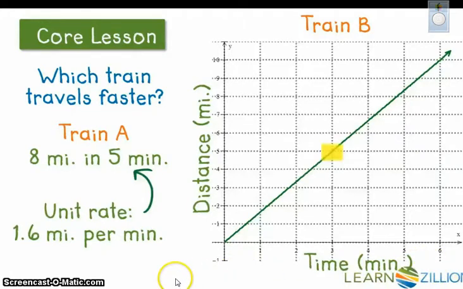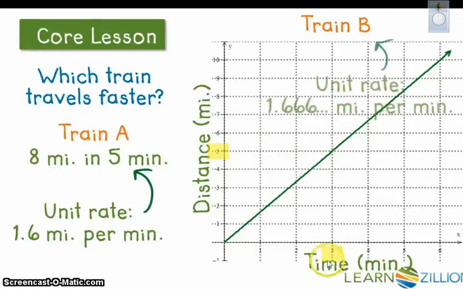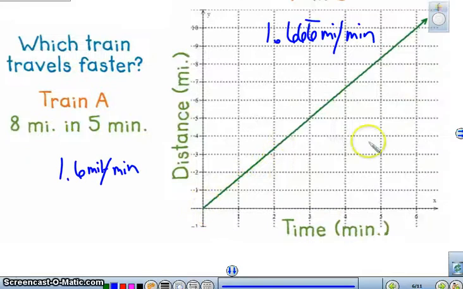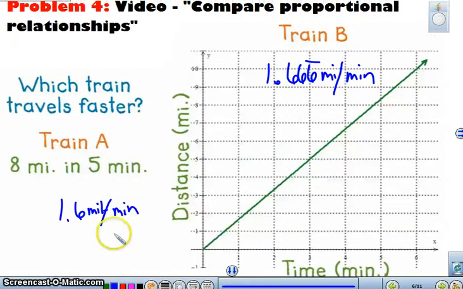For train B, the easiest way is going to be to pick an ordered pair. Notice that if we looked at 1 on the x-axis, it's hard to tell what the corresponding coordinate is because we're between 1 and 2 on the y-axis. But with the ordered pair that I've highlighted here, we can see that 5 miles are traveled in 3 minutes. Dividing 5 by 3, we get a unit rate of 1.6 repeated miles per minute. Now compare. So in this case, if we are finishing off which one should be going faster, the train A or train B, this is going at a faster rate.